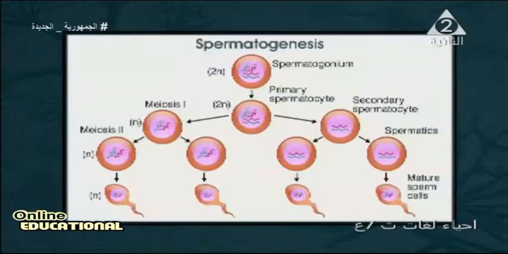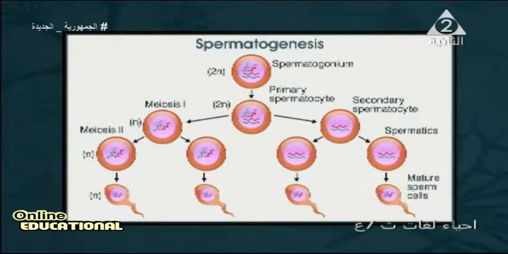Okay, what happens inside the testis? Inside the testis, the spermatogonium undergoes mitotic division to form primary spermatocytes. Then the primary spermatocyte undergoes meiosis to produce the secondary spermatocytes. After that, each one undergoes meiosis division to form the haploid number. How many cells are produced? 4 cells.